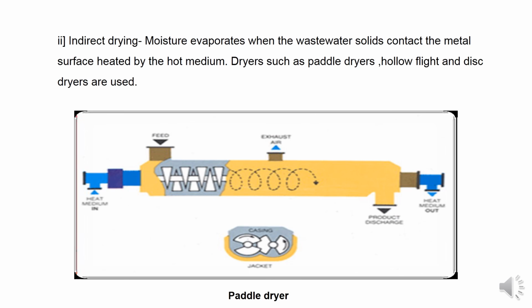There is an exhaust air ventilation provided, through which the water is converted into water vapor and evaporated. The heat oil medium is extracted at the other end of the drum, and then the product, that is the dry cake, is collected at the right end, which is lowered, as clearly shown in the figure. So this is about the indirect drying method. Thank you.